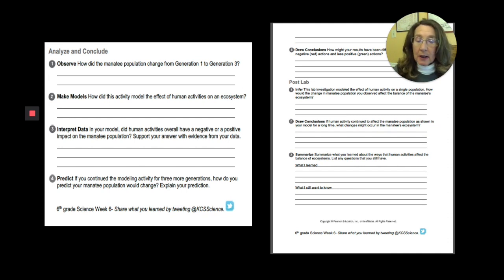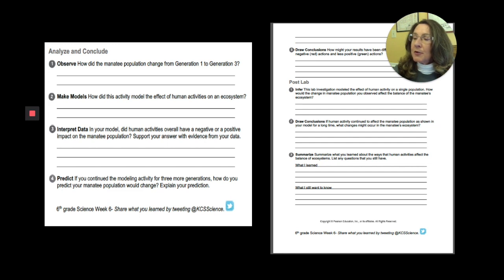Question 3 is actually asking you to make a claim. Did your results indicate a positive or negative impact on the manatee population? Remember that a claim is a statement that you make about the results that you get from a lab or an observation. And don't forget to provide evidence to support your claim.